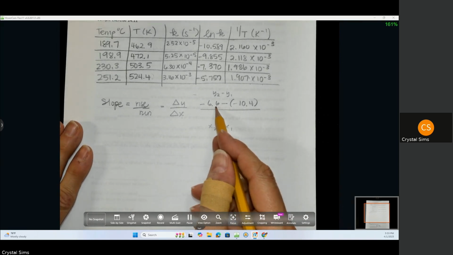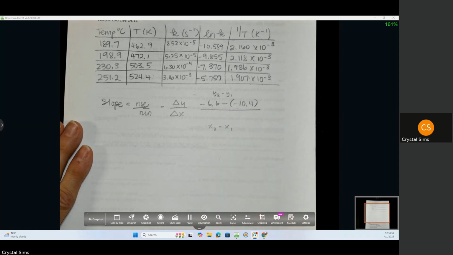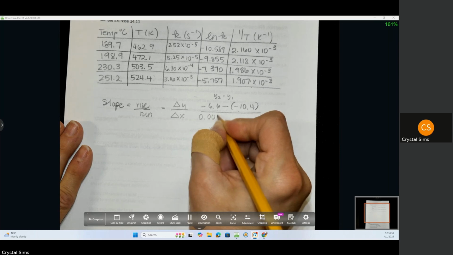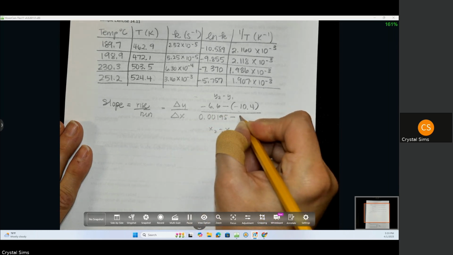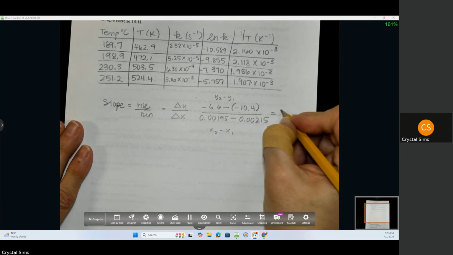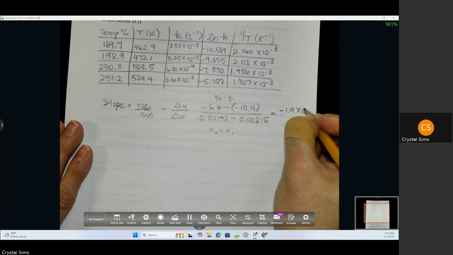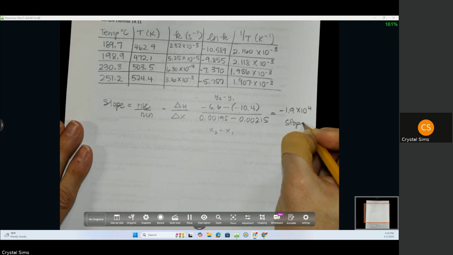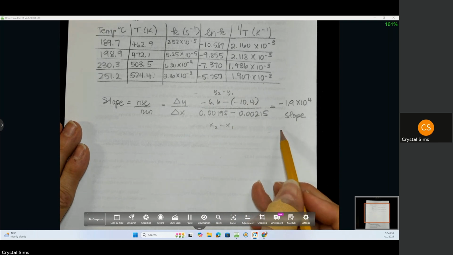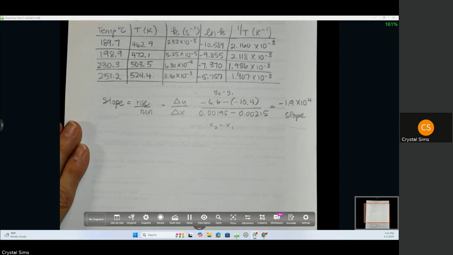But take the one y point minus the second y point, and then we're going to do the same thing for our x-axis, 0.00195 minus 0.00215. And that gives us negative 1.9 times 10 to the 4. So that is our slope. Okay, so the slope of that line that we drew is negative 1.9 times 10 to the 4.